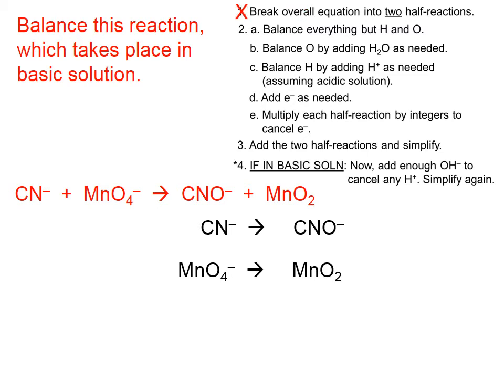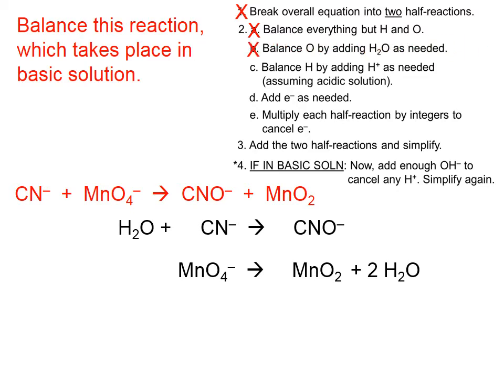Part A says balance everything but H and O. One carbon, one carbon, one nitrogen, one nitrogen. Okay, that's balanced. Everything except H and O. Manganese, manganese. Oh, that was an easy one. How about 2B? Balance oxygens by adding water as needed. So in the top half reaction, we're going to need one water on that side. And in the bottom half reaction, we're going to need two waters. This makes sure that the oxygen atoms are balanced.